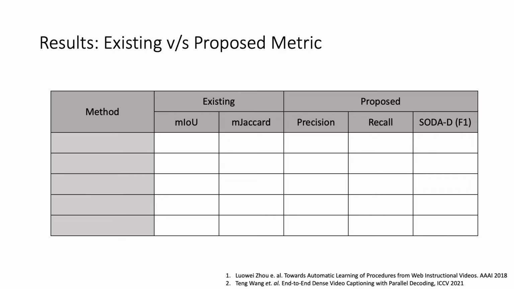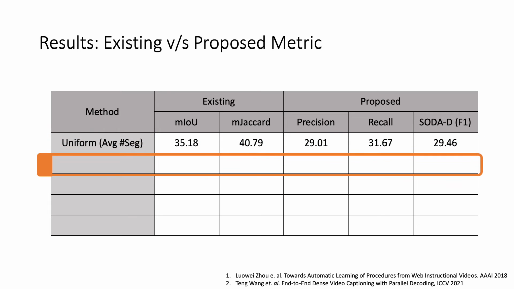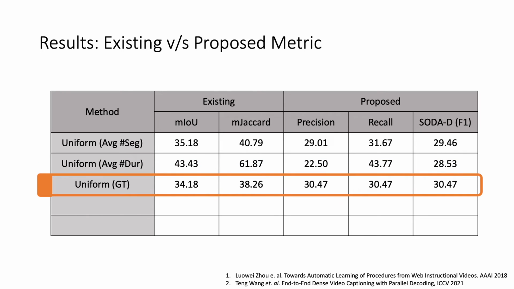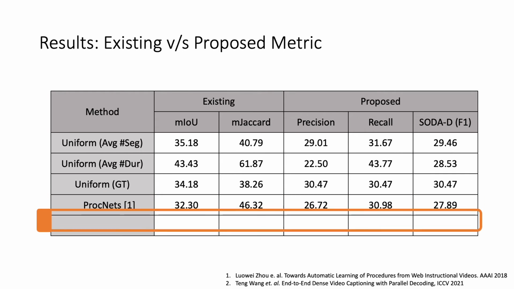We compare the existing overlap-based metric with our proposed metric. We use three uniform baselines. The first one uses average number of segments in the video across the dataset. The second one uses average duration of segment in the dataset. In the third baseline, we assume that we know the ground truth number of segments and divide the video uniformly. We also show two competitive methods, ProcNets and PDVC.